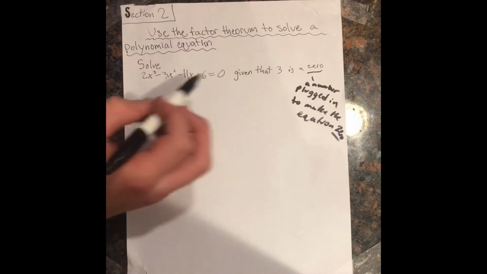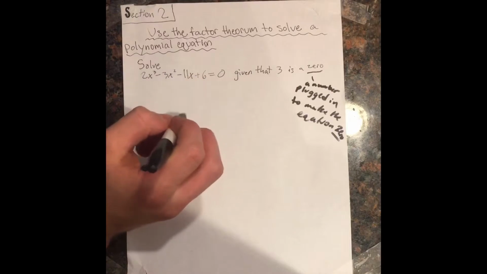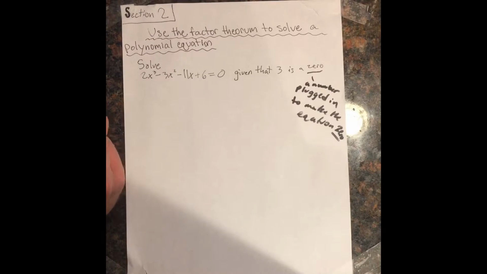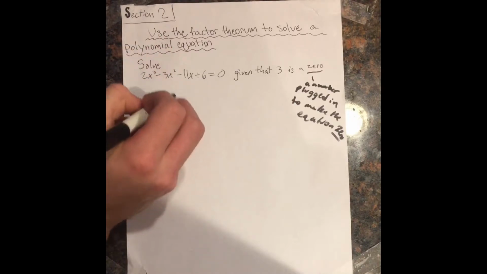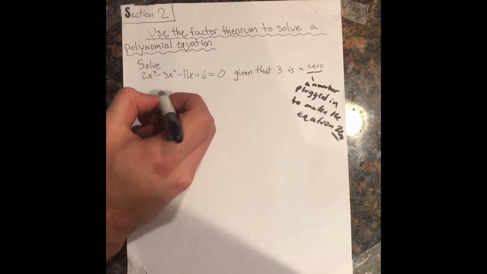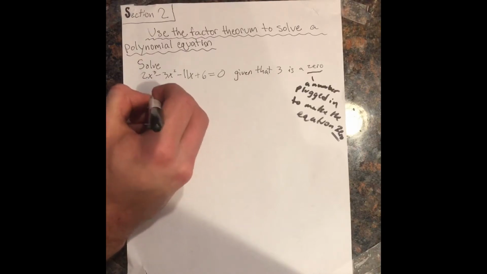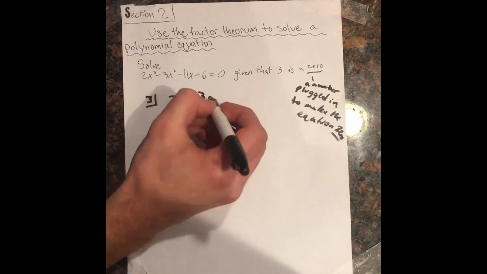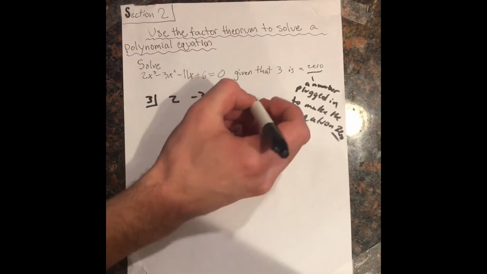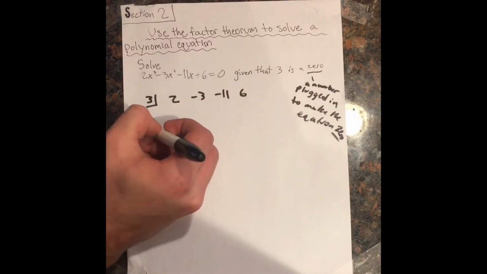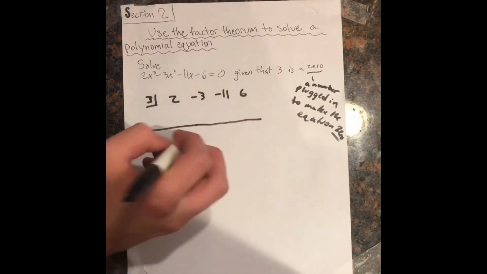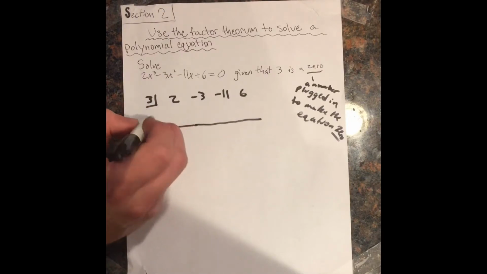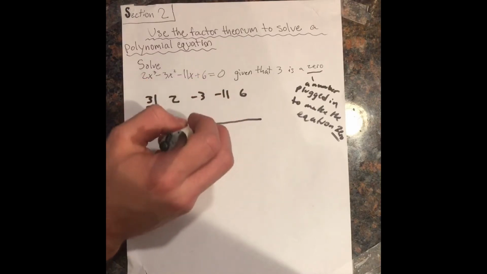So that means the first step to solving our equation is to plug in 3 and complete a synthetic division for this equation. So what we would do first, we would set up our synthetic division, which is 3 over here. We have 2, negative 3, negative 11, and 6. Then you just simply solve synthetically, which is just adding, multiplying and adding all these together. So we'll do that real quick.